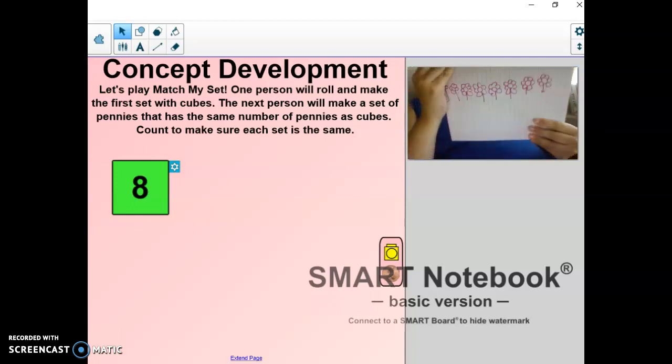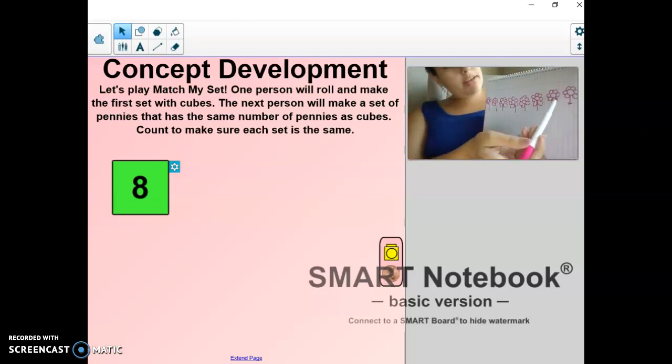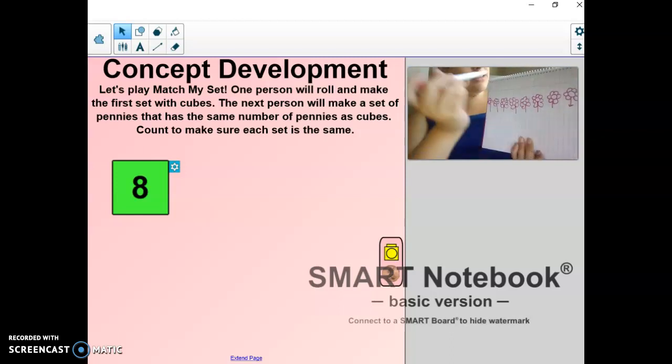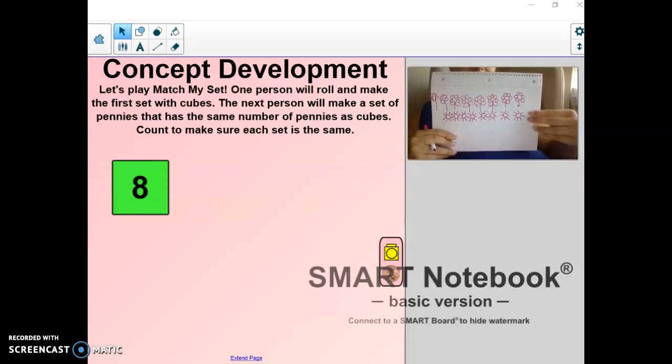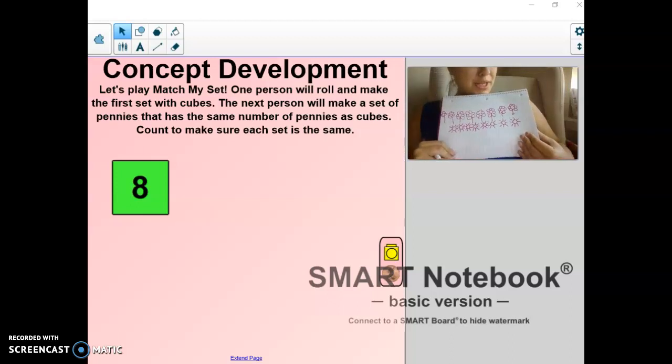Now, I want you to draw me sunshines so I would have the same number of sunshines as I do flowers. So how many sunshines would that be? If I have 8 flowers, how many suns do I need? Go ahead and draw it. Pause me and then unpause me when you come back. Okay. How many sunshines did you draw?